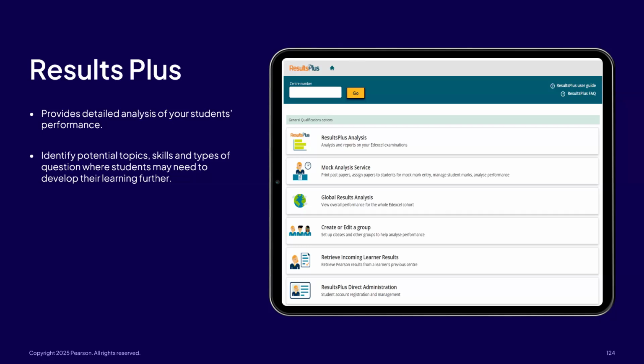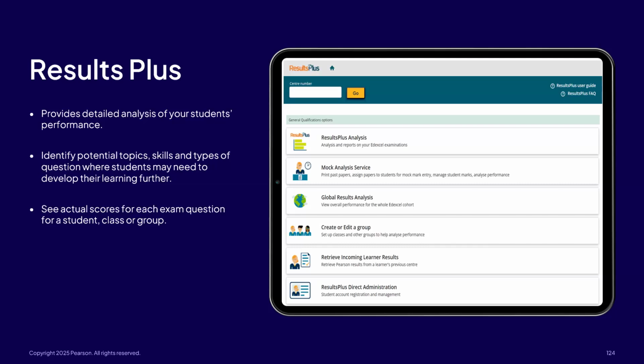Now, this is particularly useful in the modular situation, of course, because if you've got students who have not performed that well in a particular module and they want to resit it, you can go back over that module and look at how your students answered the questions in that module, identify where their weaknesses were, and then work on them in preparation for their next sitting of that particular module.